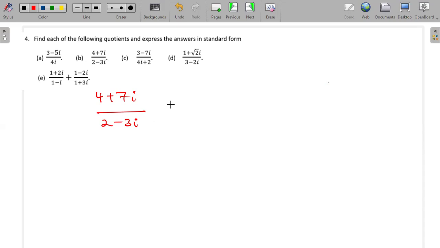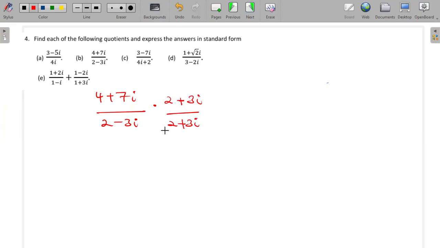To write this one in the standard form, since the real part here is not 0, you have to multiply by the conjugate. You have to rationalize this. So the conjugate is going to be, this sign here will change to positive, so you multiply by 2 plus 3i over 2 plus 3i.